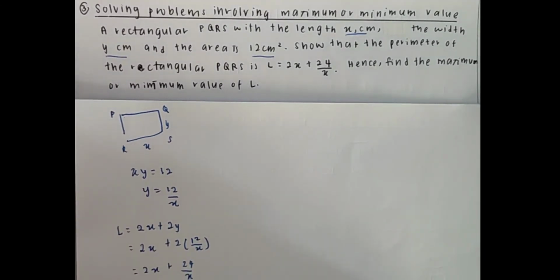Okay. So next is to find the maximum or minimum value of L. So we know at turning points that the derivative equals 0. So first we need to find the first derivative of L.